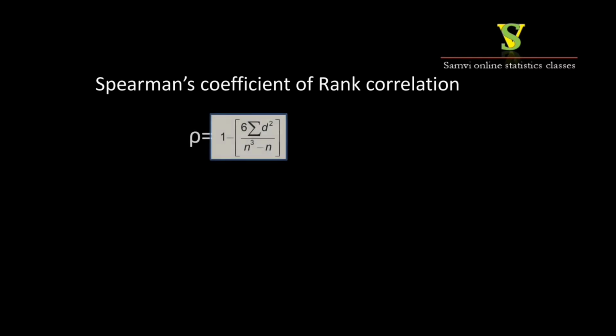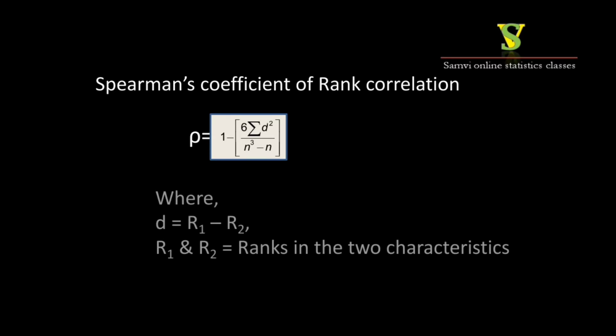rho equals 1 minus 6 summation of d squared divided by n cubed minus n, where d equals r1 minus r2. R1 and R2 indicate the ranks in the two characteristics.